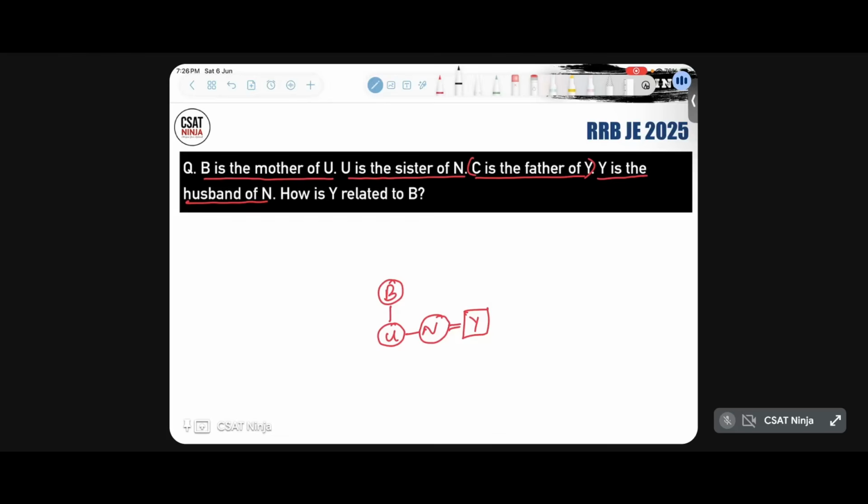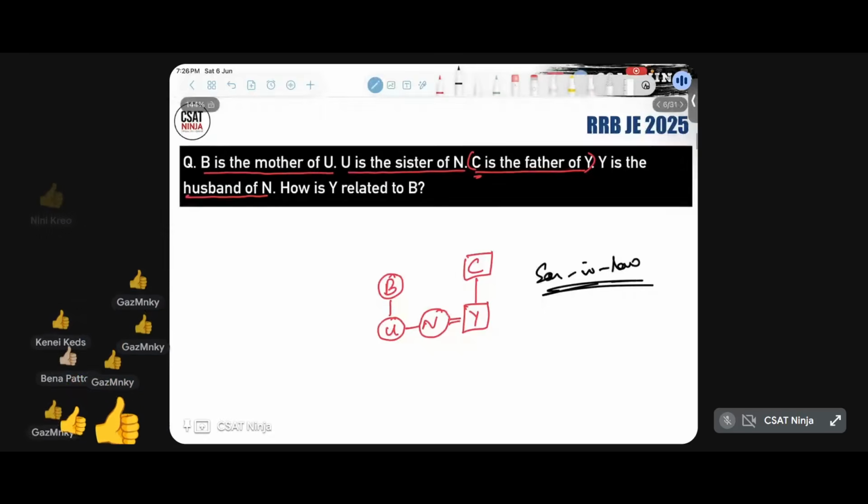And now, since we have Y, I can use C here. C is the father of Y. So C is the father of Y. So I return back to this statement here, and this statement I've written down here. C is the father of Y there. Now, what is asked? How is Y related to P? So how is Y related to P, which means that who is Y to B? Y is son-in-law. That means B's daughter's husband is nothing but son-in-law. So the answer for this one is son-in-law here. Okay with that? So we are just starting with very simple questions. Okay, let's move on to next.